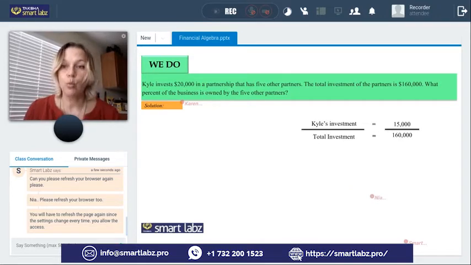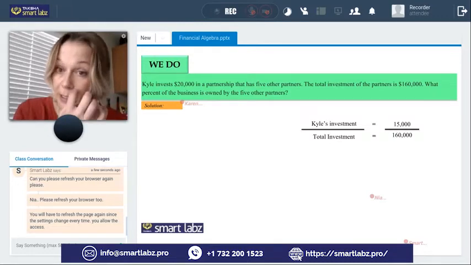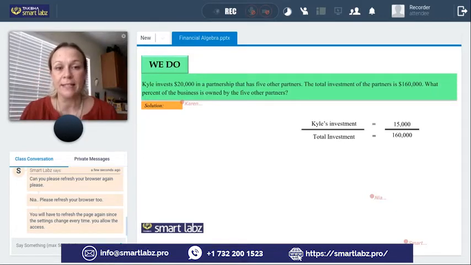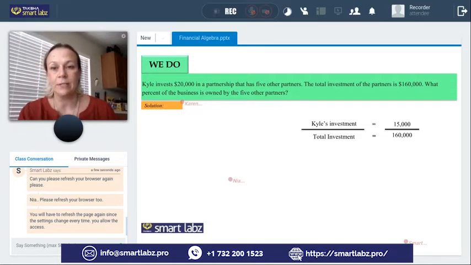Okay. So what percent of the business is owned by the 5 other partners? Okay, so Kyle's investment. I'm sorry, that should be $15,000 in the partnership. So he invested $15,000, and the total investment is $160,000. What percent of the business is owned by the other 5 partners?